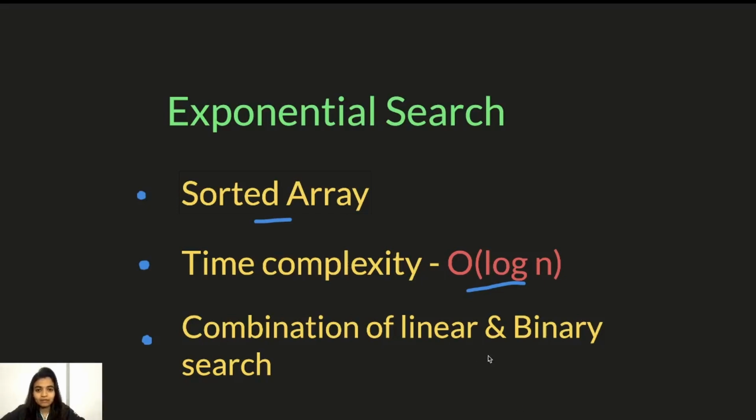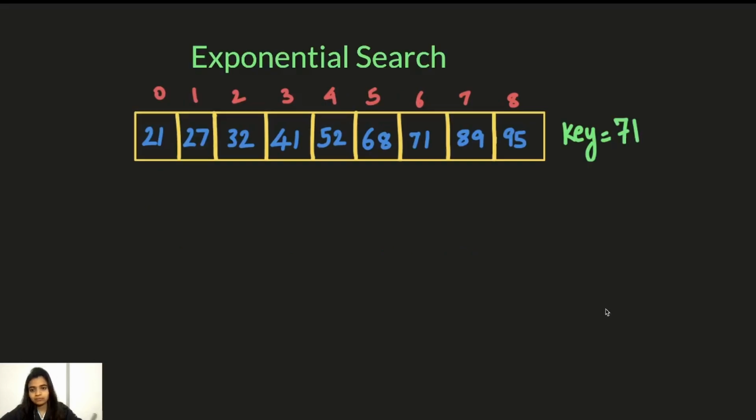Okay, now let's see exponential search with the help of an example. So here we have an array. Let's name it R. And if you observe, the elements in the array are in sorted order. They're sorted in ascending order. These are the indices of the array, and the search key that we want to find is 71.